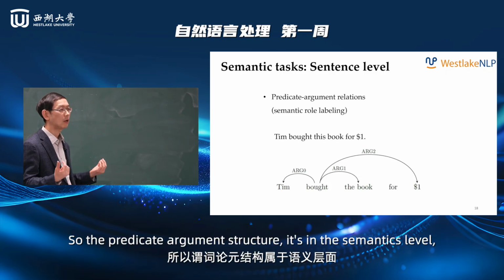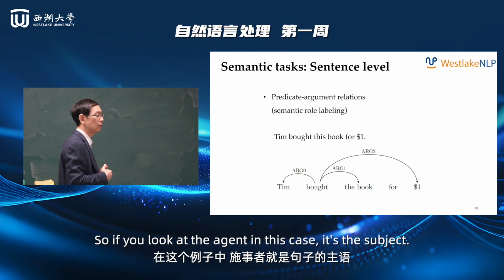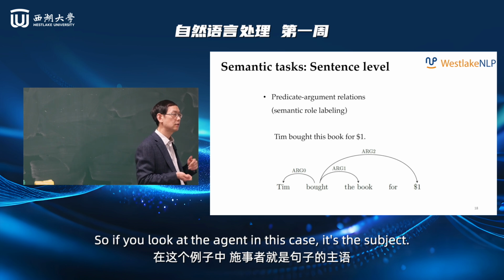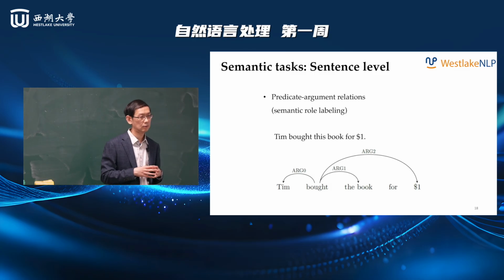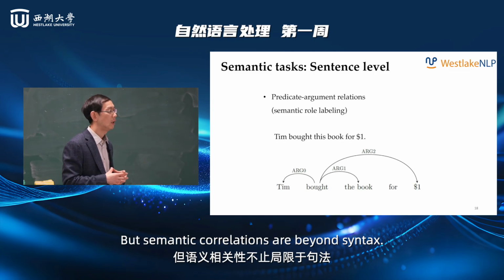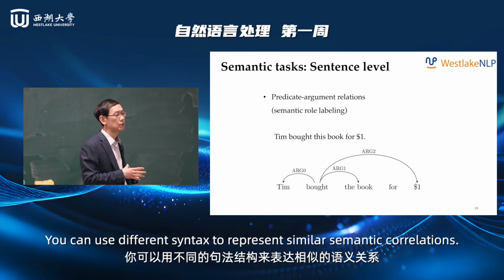So the predicate argument structure is at the semantics level. And it has correlation with the syntactic correlations as well, right? So if you look at the agent, in this case, it's the subject, right? The patient in this case is the object, right? But semantic correlations are beyond syntax. You can use different syntax to represent similar semantic correlations.